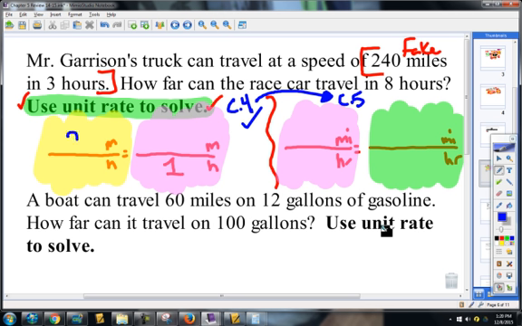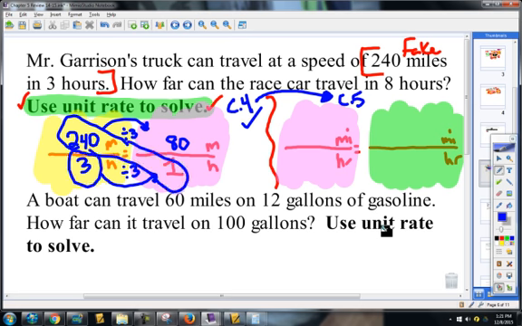So we just put our fake information on there, 240 miles in 3 hours. What am I doing to my number of hours? Dividing by 3. What am I doing to my number of miles then? Dividing by 3. That's going to be 80 miles per hour. Now, real quick, could you also cross multiply and divide? Absolutely. Absolutely you could. Okay?